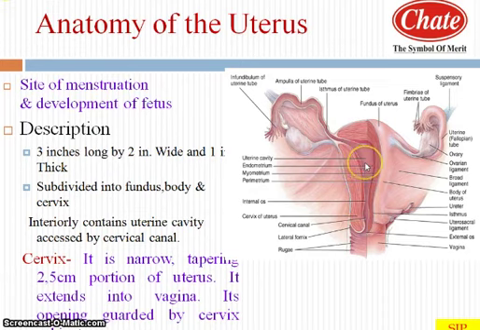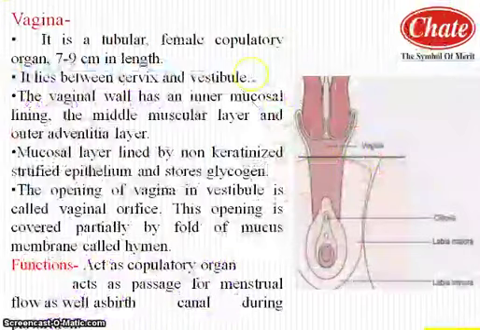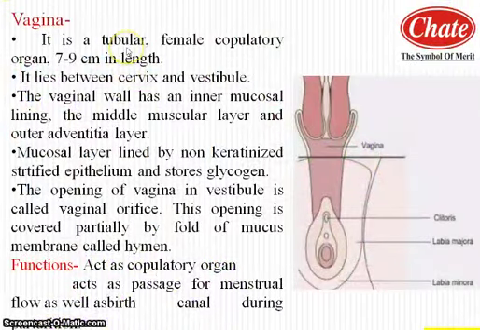When we focus on the function of uterus, the main function is that it is the site of development of the fetus. Next part, that is the vagina. Vagina is the posterior most part. Here it is tubular and acts as a female copulatory organ. Average length is 7 to 9 centimeter. It lies between cervix and vestibule.